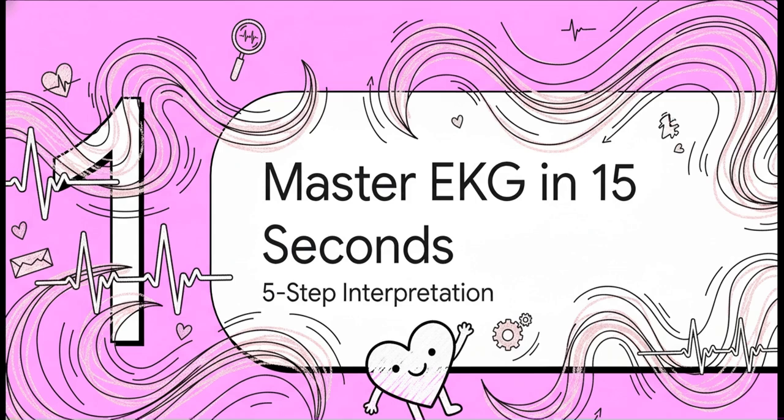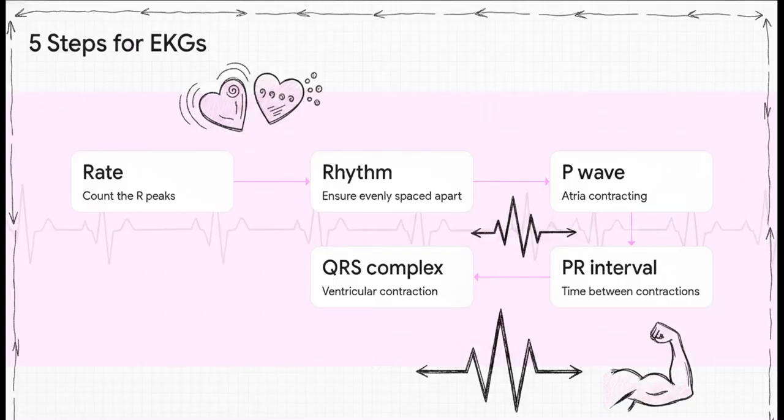Master EKGs in 15 seconds with the 5-step systematic interpretation. Here's the framework we're going to use. Step 1, rate. Step 2, rhythm. Step 3, P wave. Step 4, PR interval. And Step 5, QRS complex. You're going to want to burn this exact sequence right into your brain, because every single time you look at a strip, you walk through these exact 5 steps, in this exact order. It literally removes all the guesswork.